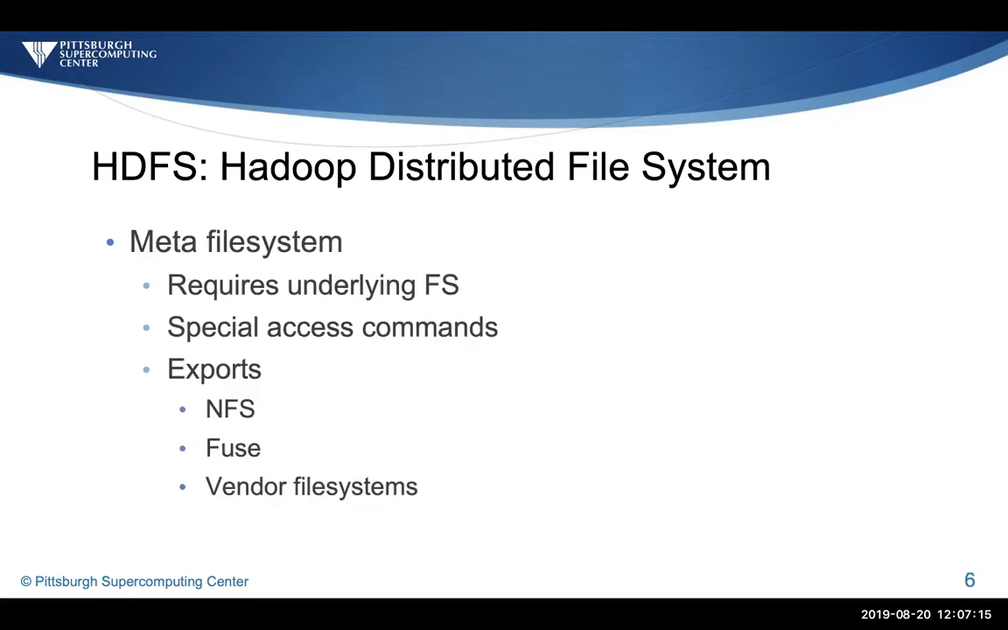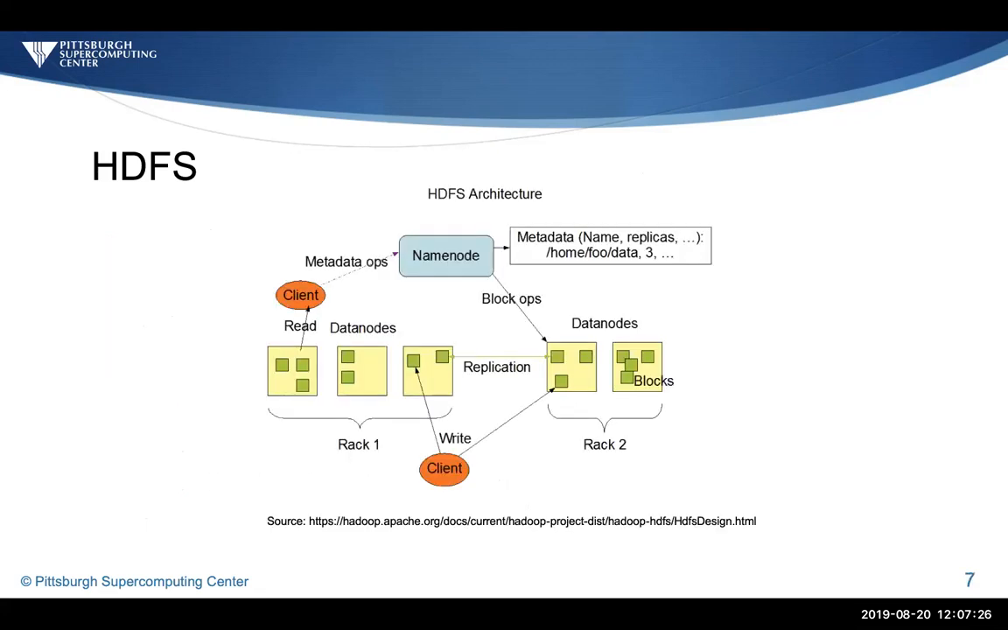Okay, once again, it's a meta file system which requires an underlying file system, and it has special access commands where you can do exports using FUSE, vendor file systems, etc. And just a quick overview of what the HDFS architecture looks like. We have a name node, which is the daemon that holds the metadata for the system. And then the data is spread out in blocks onto the data nodes. The system is both node and rack aware, so that it can spread your data out in the most failure resistant possible way.